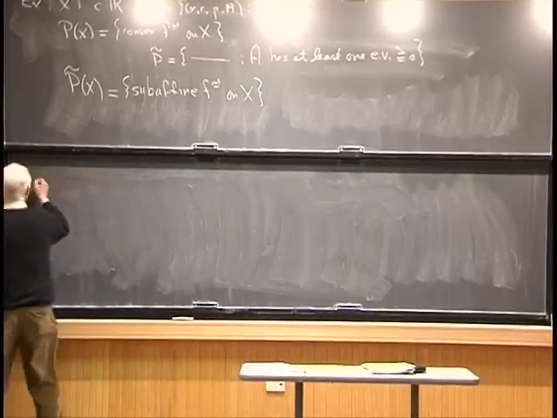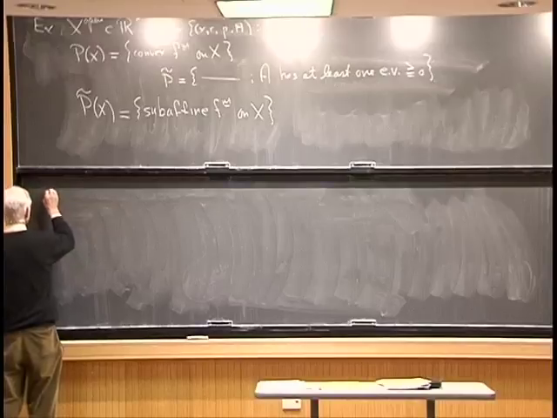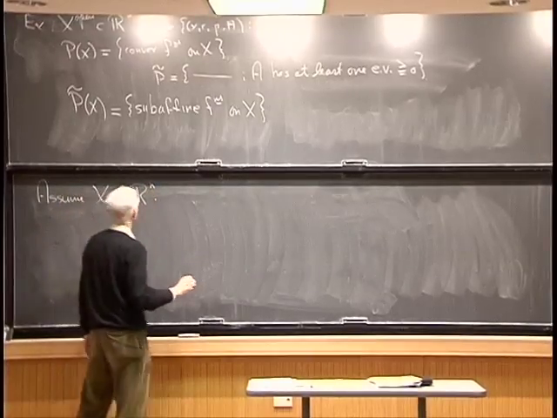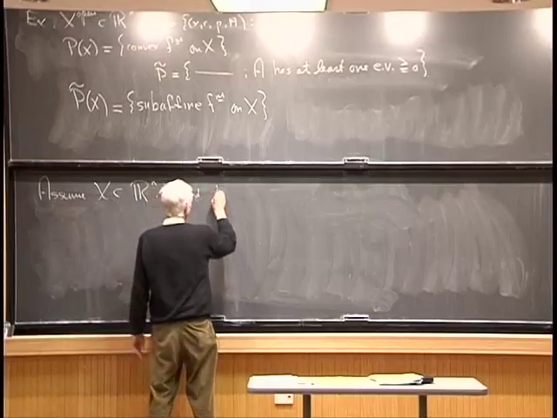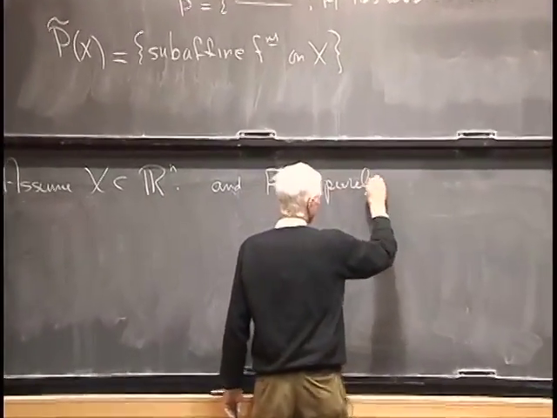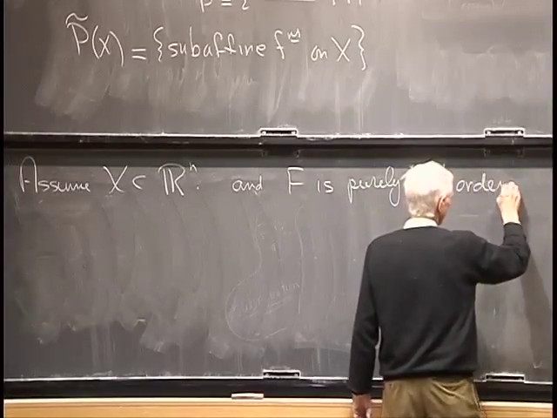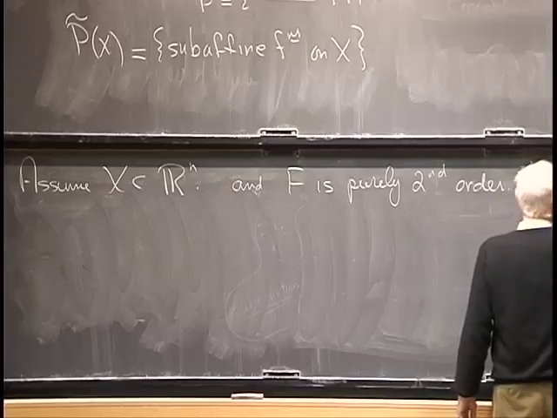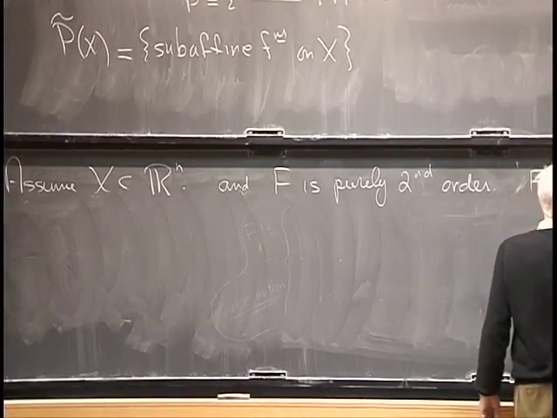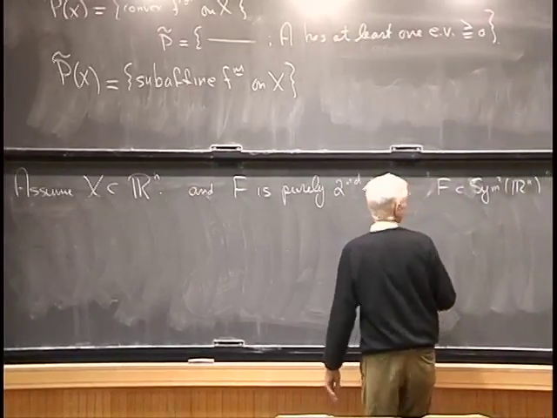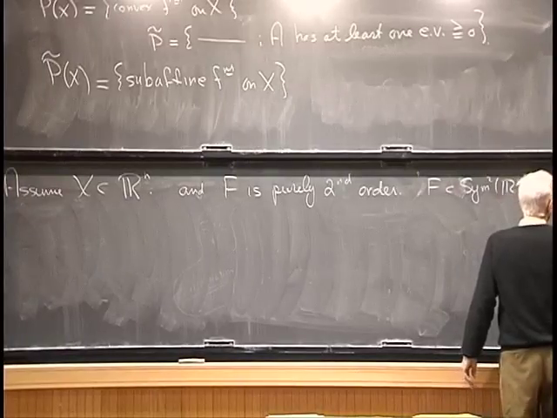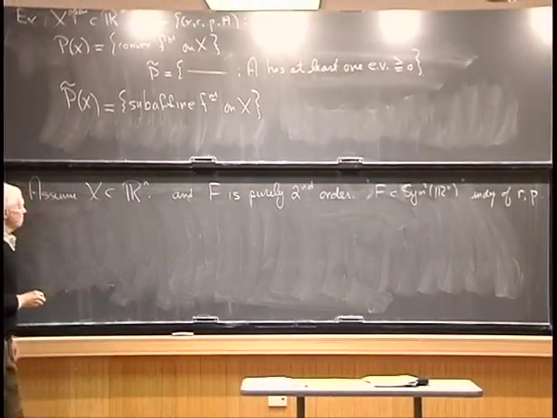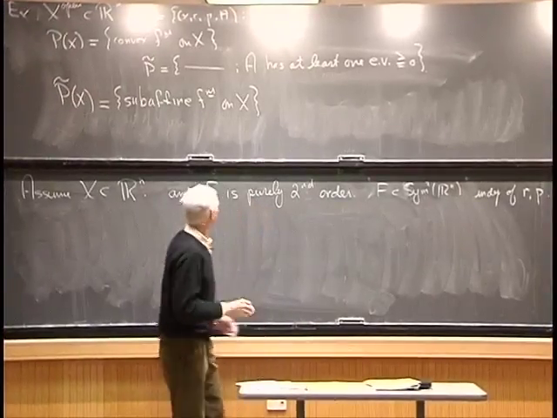Now, for the rest of the time that's left in the first half, I'm going to assume that X is in Rn. And to make life simpler, because there are lots of interesting cases, I'm going to assume that F is purely second order. In other words, it depends only on the Hessian. It's only a condition on this part, independent of the dependent variable and its gradient. Okay. Because in this case, there are some nice things that happen.